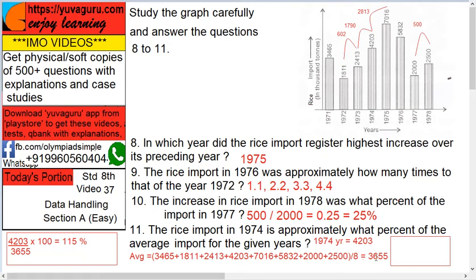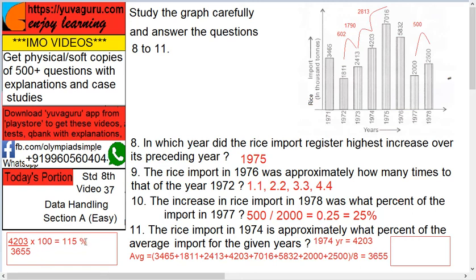The rice import in 1974 was approximately what percent of the average import for the given years? See here, you want the average first and then 1974 also. So 4203 is what percent of the average? Average means first you will have to total each one, and then divide by how many? 1, 2, 3, 4, 5, 6, 7, 8. Divided by 8. Then you will get the average.